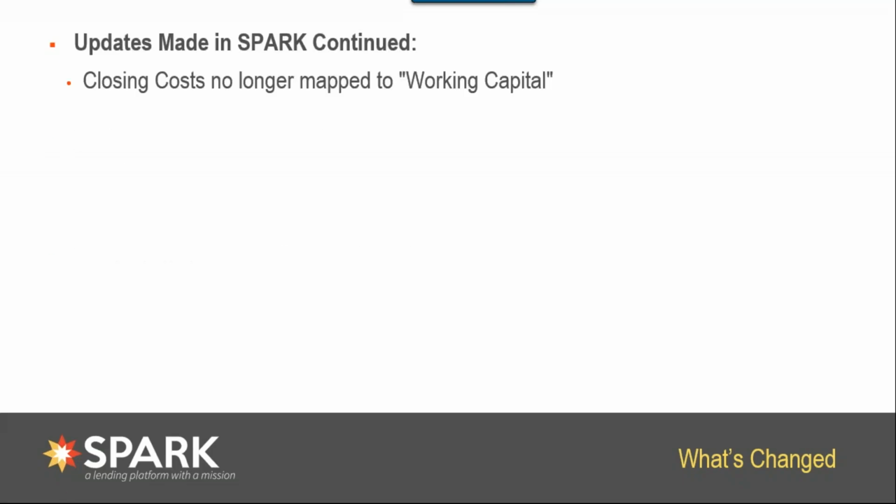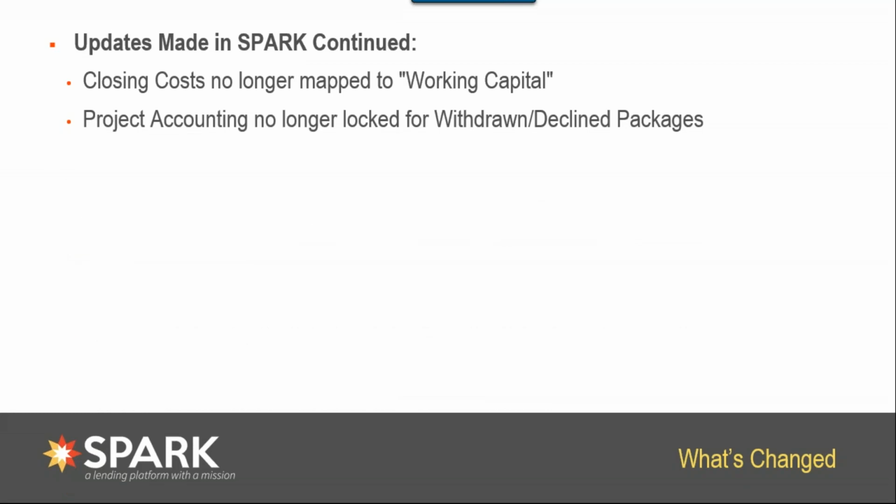And a couple more of the improvements that we made were to the closing cost. That's no longer going to be mapped to the working capital section of Form 1920. Instead, we've put the closing cost in the other column on Form 1920. So whenever you have that included in your sources and uses table, it will no longer be designated as working capital.